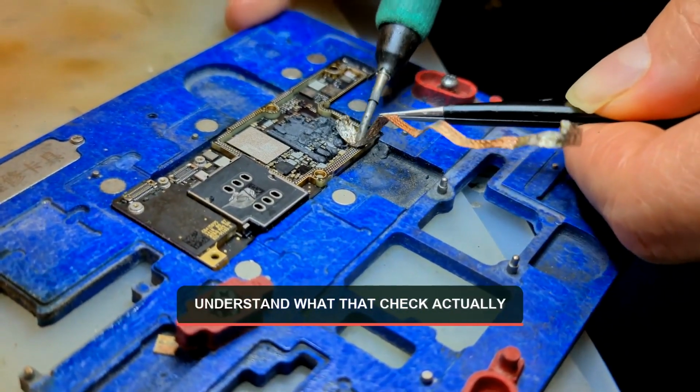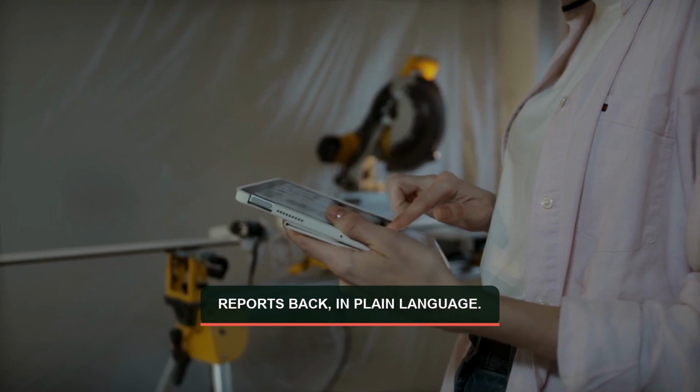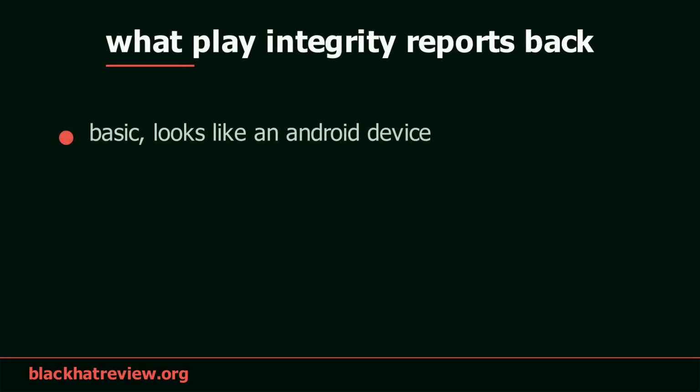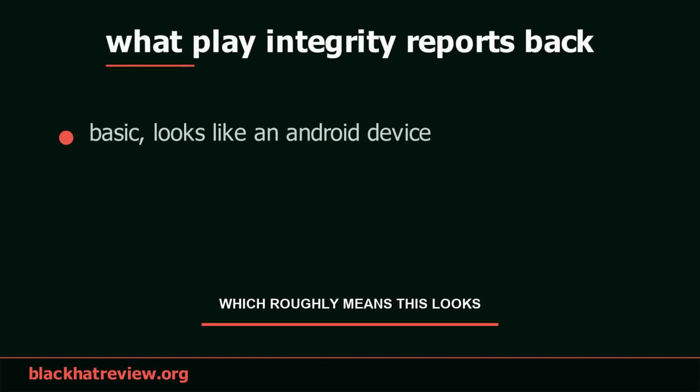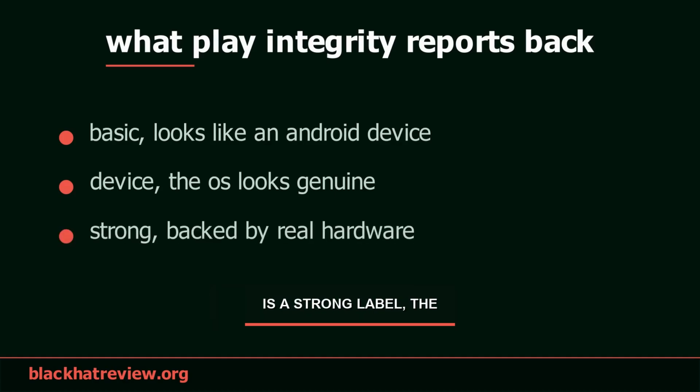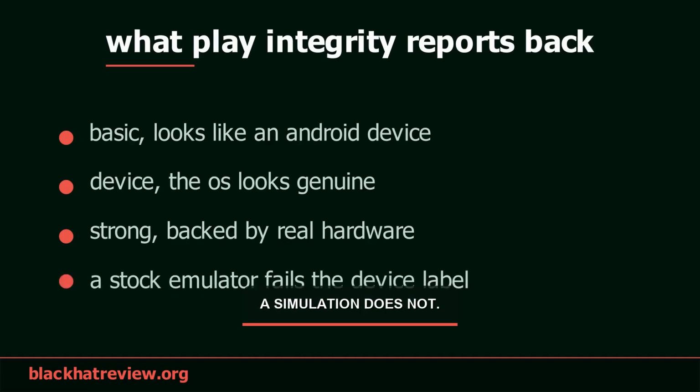It helps to understand what that check actually reports back in plain language. Play Integrity hands the app a few labels. There is a basic label, which roughly means this looks like an Android device with a real account behind it. There is a device label, which means the OS looks genuine and has not obviously been tampered with. And there is a strong label, the hardest one, which leans on a hardware-backed key that a real phone has and a simulation does not.